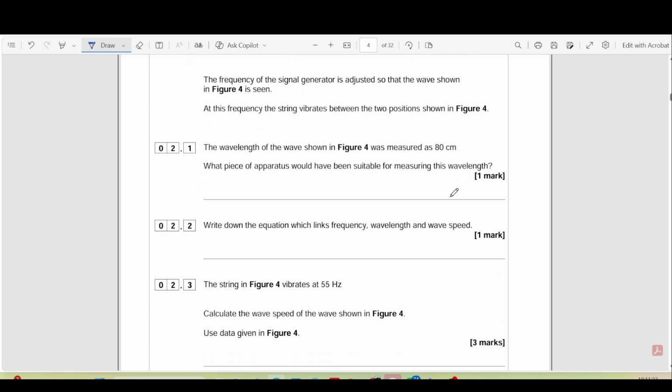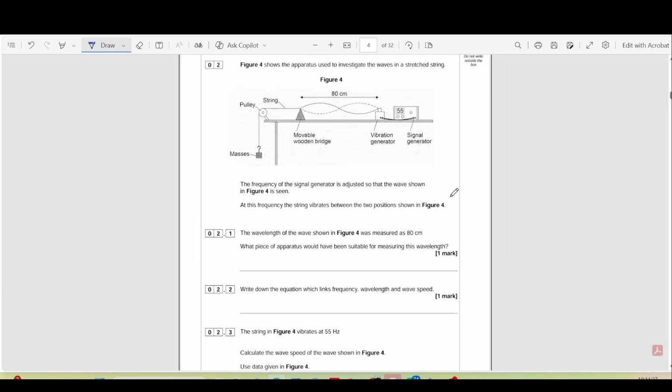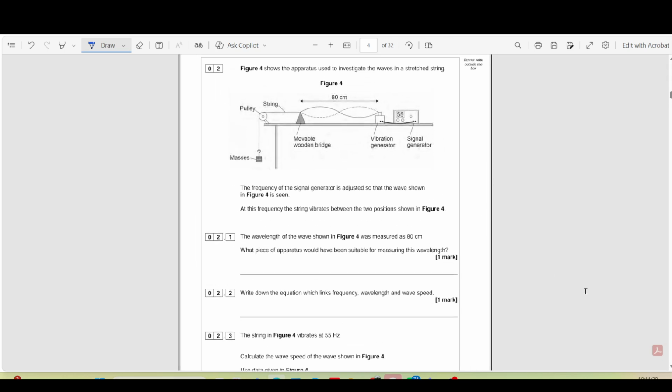What piece of apparatus would have been suitable for measuring this wavelength? A ruler. Yeah, ruler.